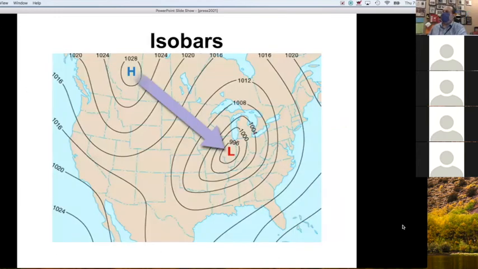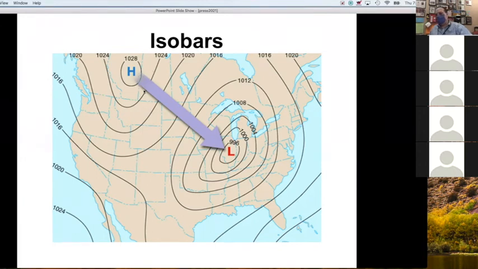Here's what that looks like. We call these lines isobars. You can see the pressure is 1,012, 1,008, 1,004. You see how those numbers are getting smaller? They're going down. So in the middle, we call that low pressure because they're going down. And look over here. 1,020, 1,024, 1,020. They're going up. So this is high pressure.